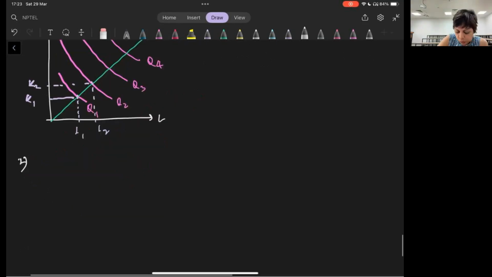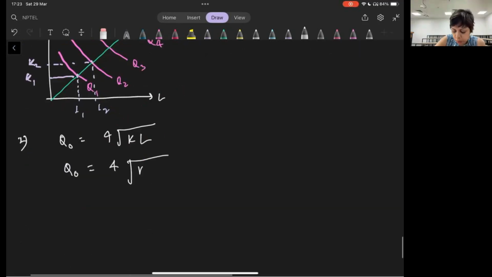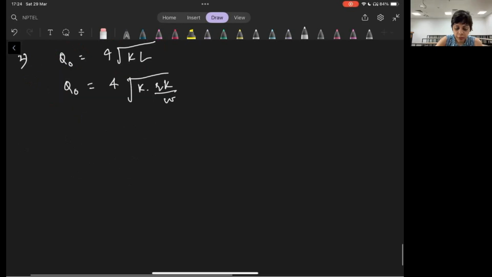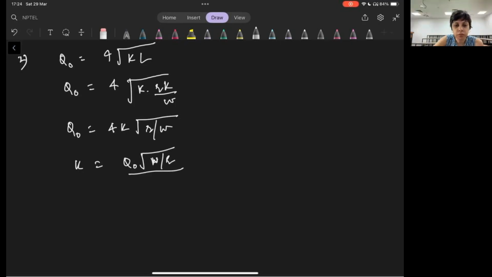So Q naught is root K and L, and we know K in terms of L or L in terms of K. So Q naught is equal to 4 under root K into RK by W. We can write it like this. It's the same thing. Therefore, Q naught, K square under root becomes just K, becomes 4K root R by W. Let me write this better. Now, just readjust this and you get Q naught into root W by R upon 4. Right? Is this making sense? So this is your conditional factor demand for K.